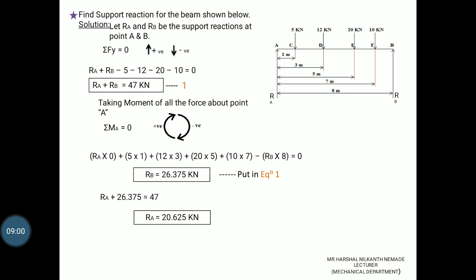Taking moment of all forces about point A, summation of moment at A is equal to 0. Clockwise is positive, anti-clockwise is negative. So first RA multiplied by 0 is equal to 0, plus 5 multiplied by 1, plus 12 multiplied by 3, plus 20 multiplied by 5, plus 10 multiplied by 7, minus RB multiplied by 8 is equal to 0. I will solve. I will get RB value equal to 26.375 kilonewton. Put in equation 1, I will get RA value equal to 20.625 kilonewton.